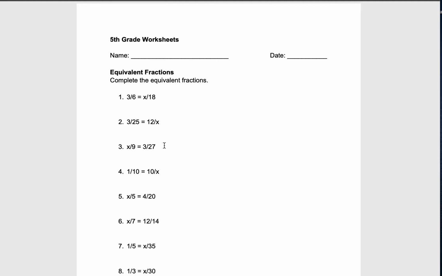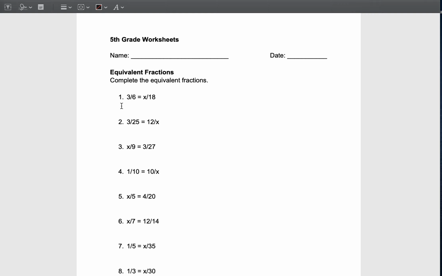Worksheets. We're going to be going over 4 different topics today. Let's jump right in. First we're going to go over equivalent fractions. I'm just going to write it out so that it'll be easier to see. So 3 over 6 equals x over 18.